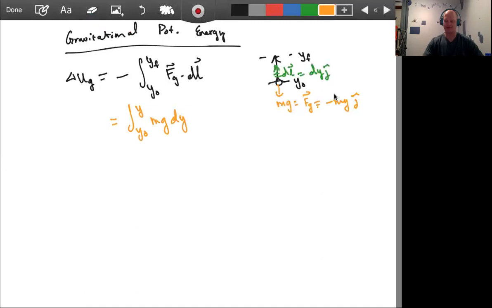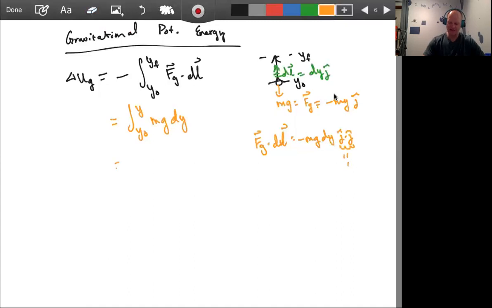Right? So again, my dot product between these two, let's write it out. Fg dotted with dl is going to be the same thing as mg with a negative sign times dy, all times j dot j. But j dot j we know is just equal to 1. So that's where that negative sign comes from. So again, the negative signs are just going to cancel each other.